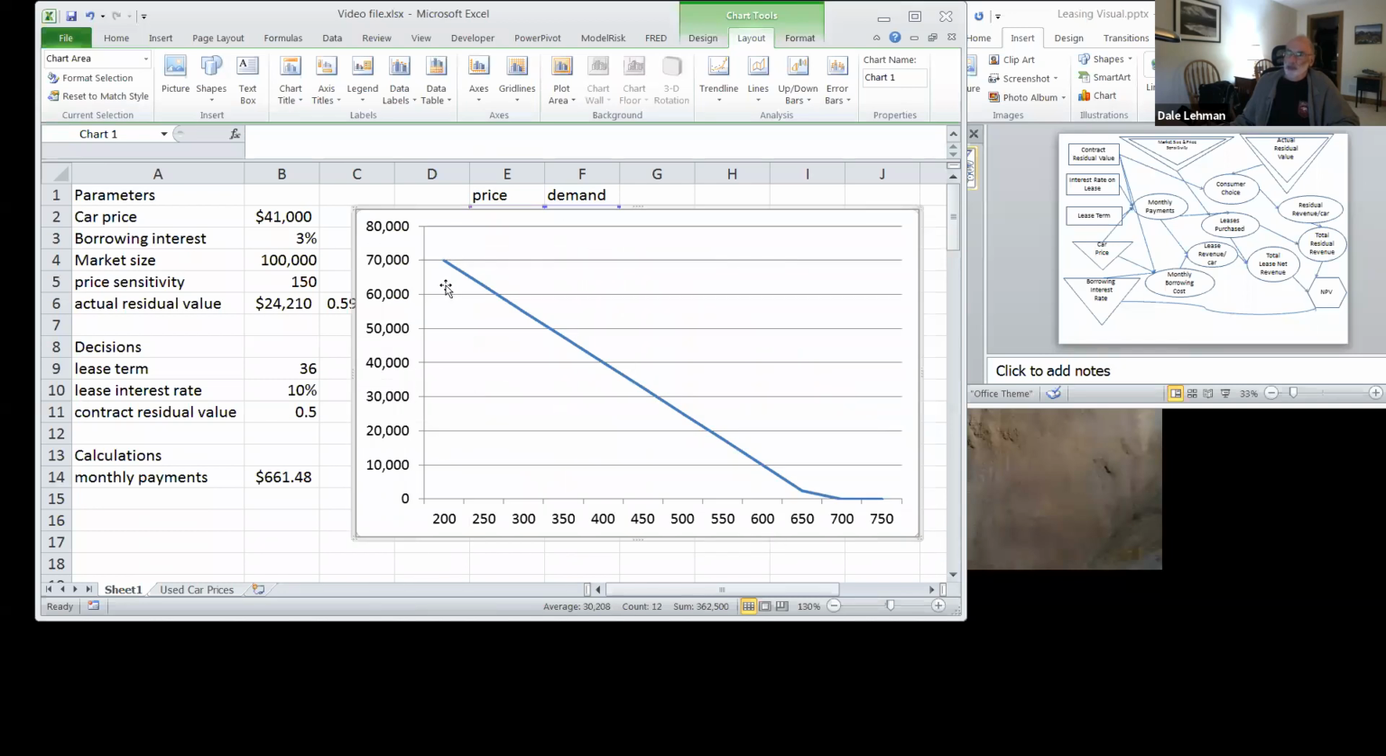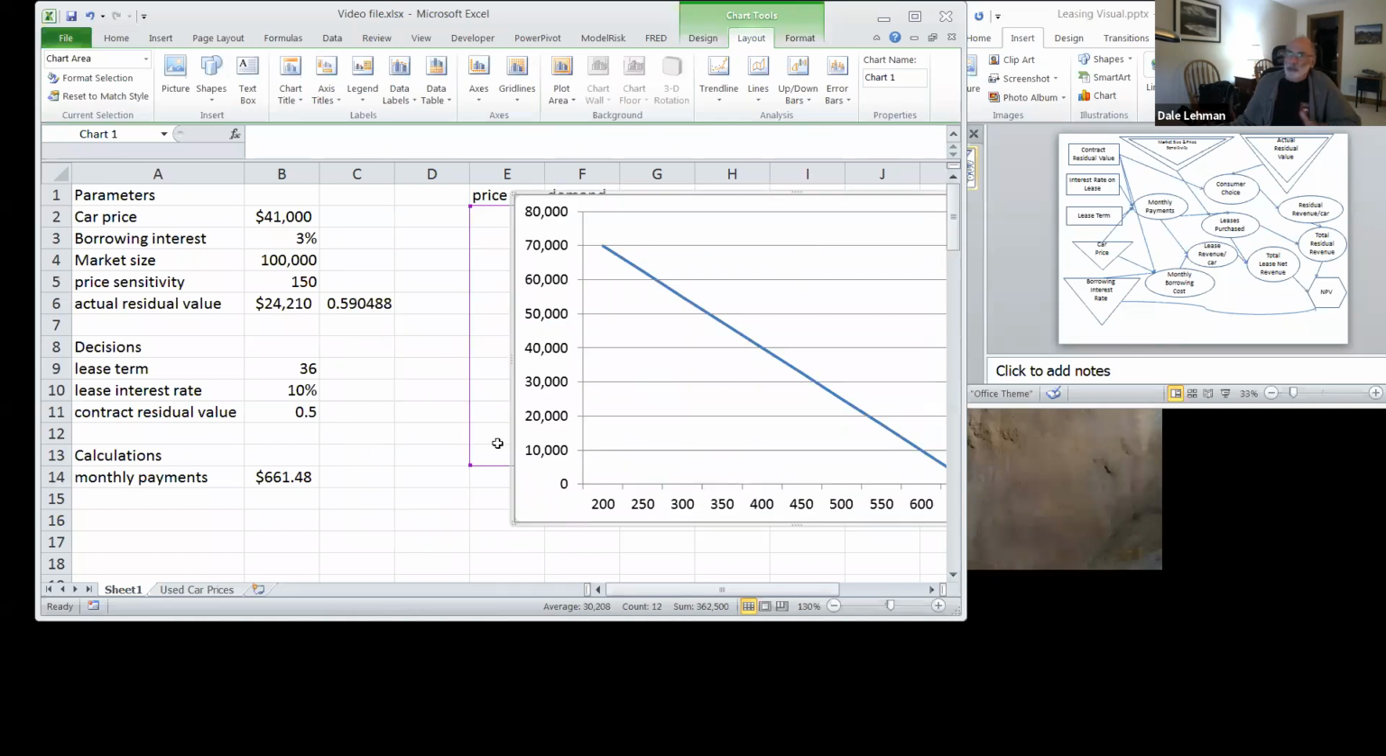As price goes up, demand goes down. In an economics textbook, we'd have the axes switched, but basically you get the idea. This is a straight line demand curve and basically says that, you know, at our current price, $660 or so, demand has disappeared to almost 0.